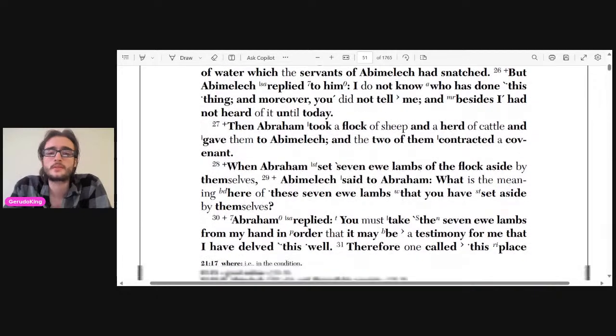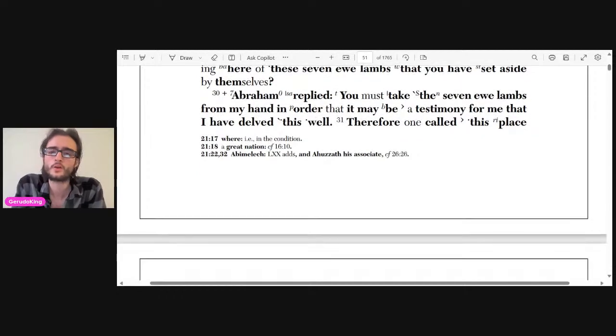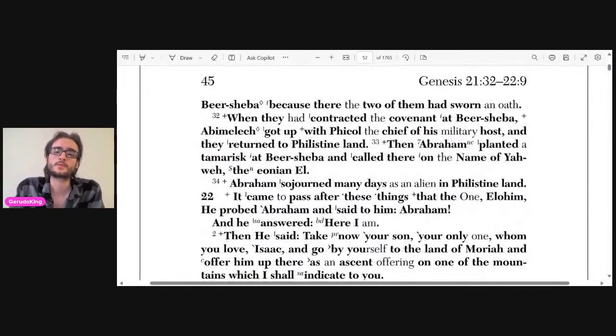When Abraham set 7 ewe lambs of the flock aside by themselves, Abimelech said to Abraham, What is the meaning here of these 7 ewe lambs that you have set aside by themselves? Abraham replied, You must take the 7 ewe lambs from my hand in order that it may be a testimony for me that I have delved at this well. Therefore one called this place Beersheba, because there the two of them had sworn an oath.